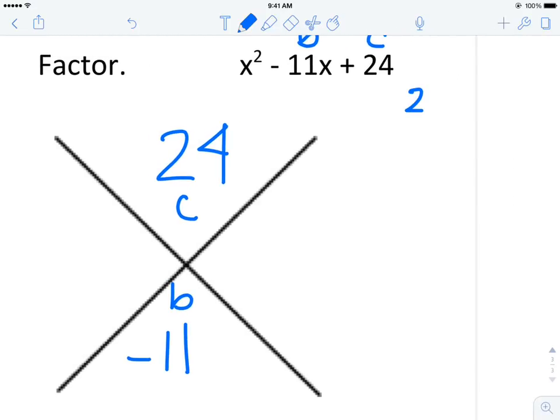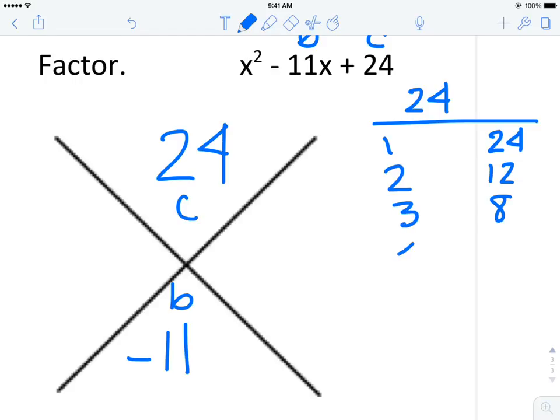So now I'm going to list my numbers that multiply to give me 24. I have 1 times 24, 2 times 12, 3 times 8, 4 times 6, 5, nothing, so I'm going to get rid of it. 6, oh, that's 4. I already have it written down, so I'm good.